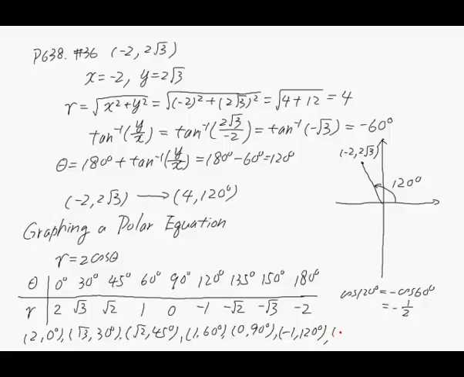and negative root 2, 135 degrees, and negative root 3, 150 degrees, and another one, let me put here, negative 2, and 180 degrees. So now we can plot all these points, and we can use some smooth curves to connect them to get the graph of this polar equation. So let's move to the next page.